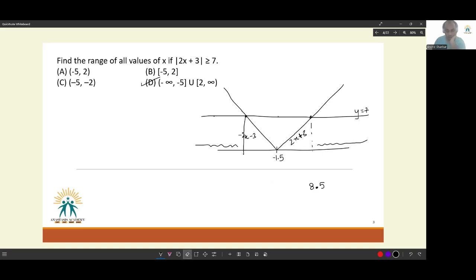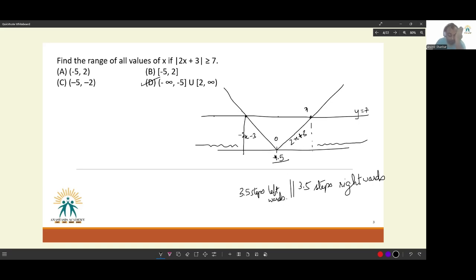Another way, from 0 to 7. See, the value of x here is -1.5. The value of the function itself is 0. From 0 to 7, this 8.5 is useless. From 0 to 7 at the rate of 2, you need to take 3.5 steps rightwards. Or from 0 to 7, you need to take 3.5 steps leftwards, which will again lead you to the same values.